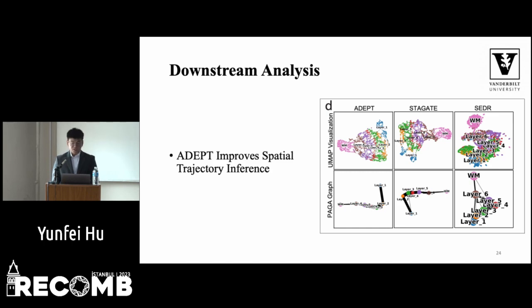And in the end, we use the UMAP visualization and PAGA graphs to infer the spatial trajectory of each cluster. We perform this analysis for clustering results generated by ADEPT, STAGATE, and SEDR. The other 3 tools are not applicable to this kind of analysis, so we skip them. Both ADEPT and STAGATE achieved pretty good spatial trajectory inference results, but comparably ADEPT is slightly better because it eliminates some weak connections between the layer 3 nodes and layer 1 nodes that appear in STAGATE's PAGA graph.